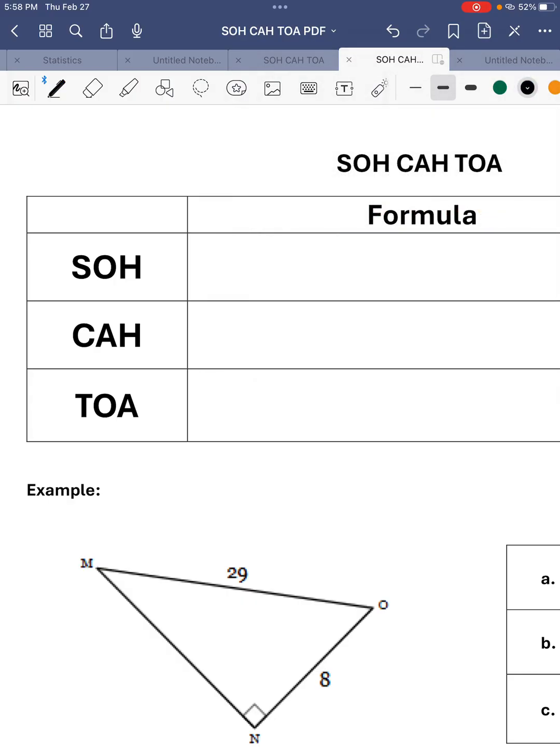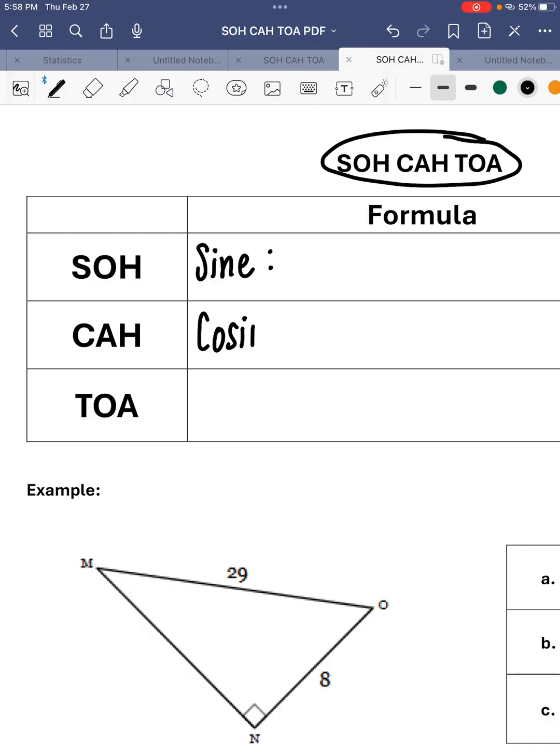So SOH CAH TOA is just a silly little phrase that we use to help us remember the formulas for sine, cosine, and tangent. SOH helps us remember the formula for sine. CAH helps us remember the formula for cosine. And TOA helps us remember the formula for tangent.